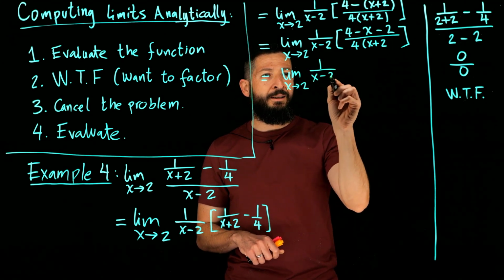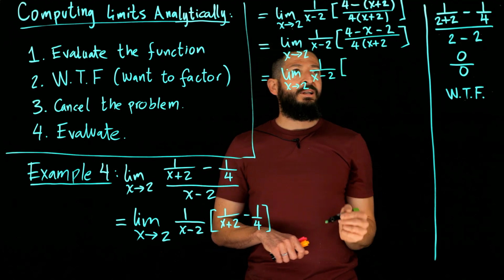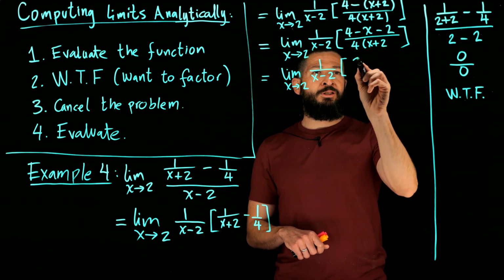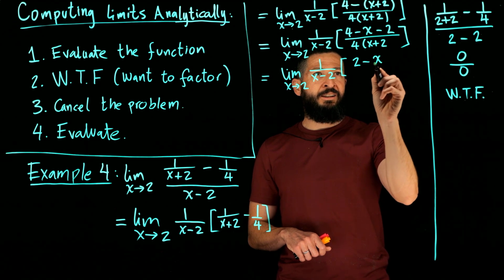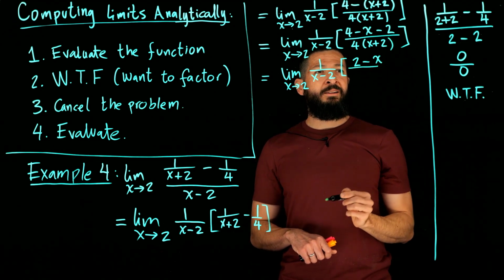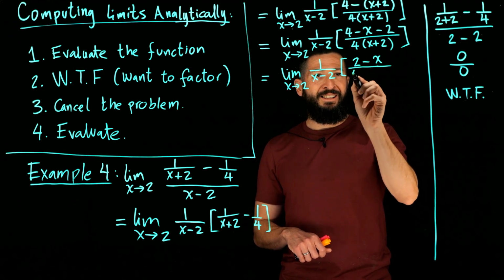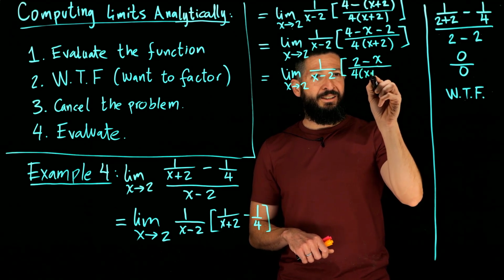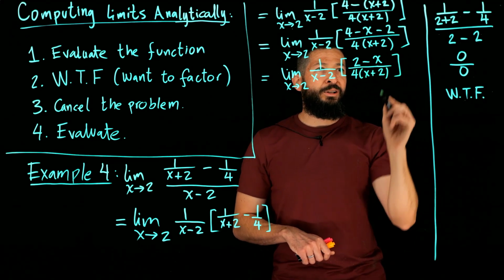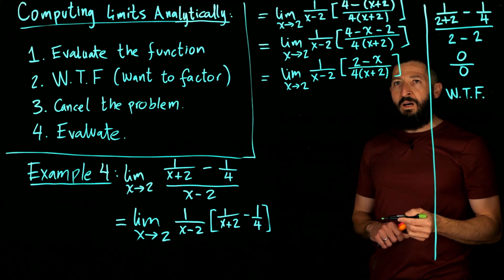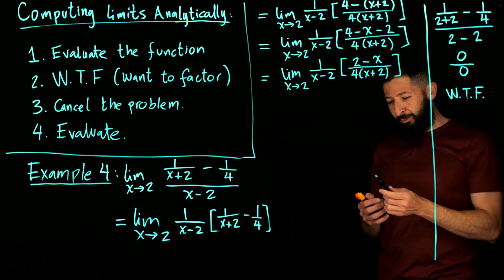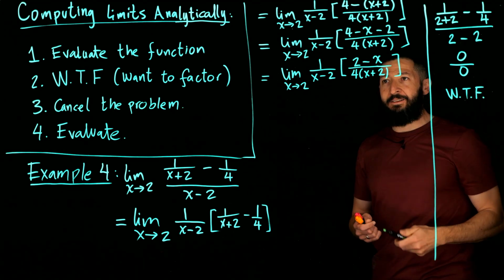All right, so now here, copy everything, times, I'm going to have 4 minus 2, which is 2, minus x. I ate a parenthesis there. Wow. There you go. 4 times x plus 2. All right, so now this is where you need to factor. I finally got to the factoring.